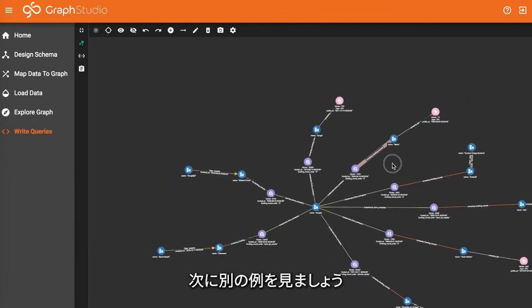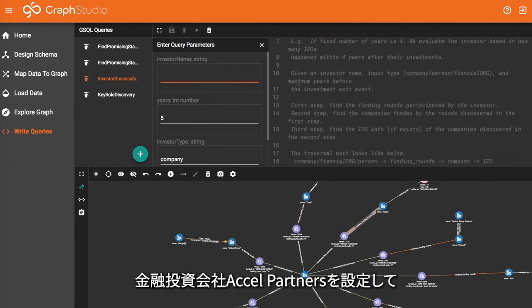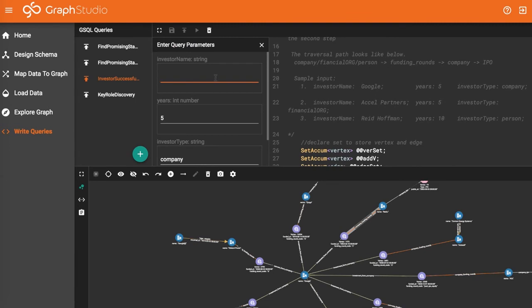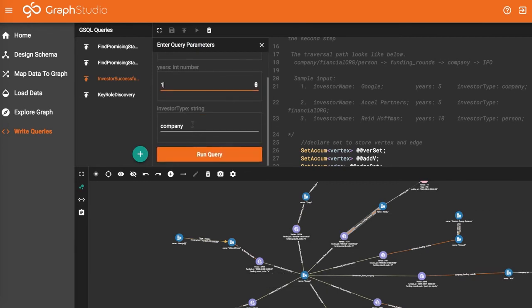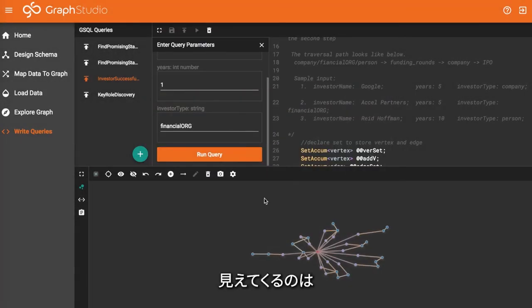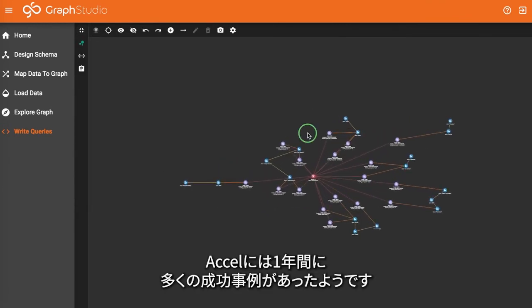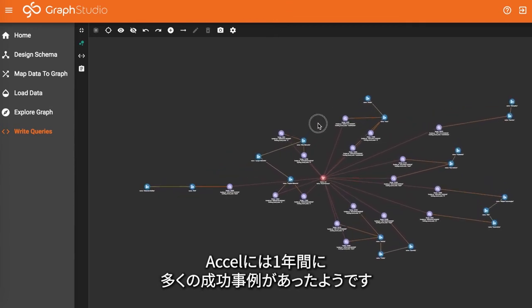Okay, let's try another example. Let's go back to the query. And this time we'll try a financial investment firm, Accel Partners. And we will give it only a 1-year window. And run the query, clean up the layout. And we see a pretty good sized network. So Accel had a lot of success even within that 1 year.